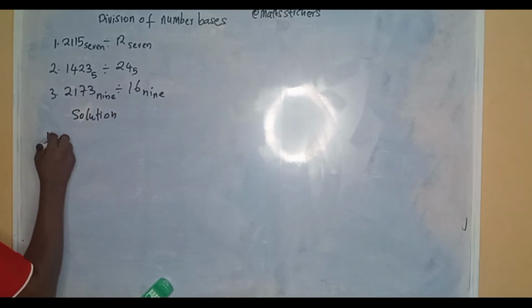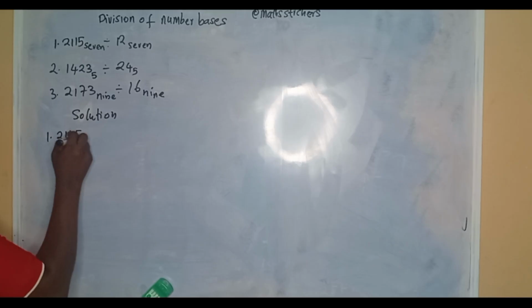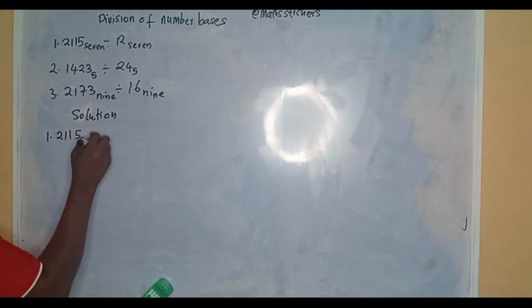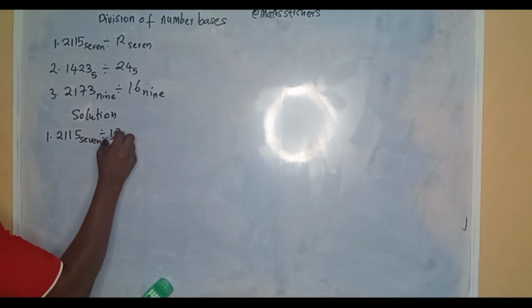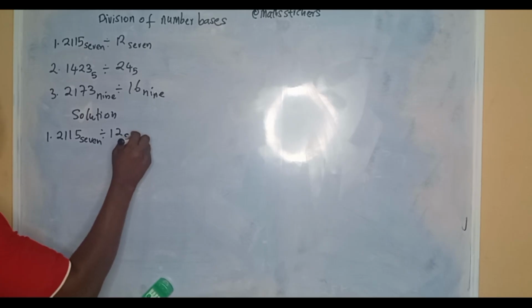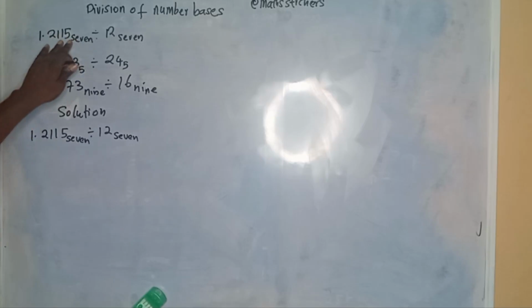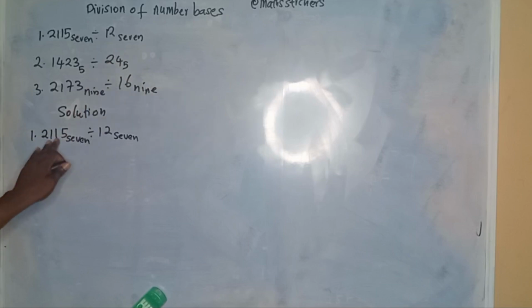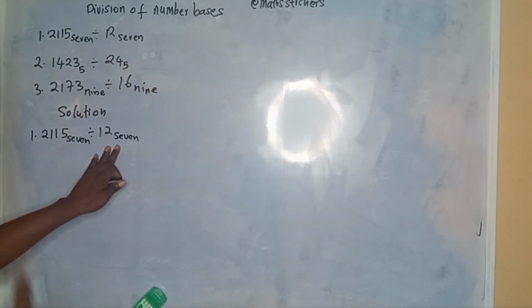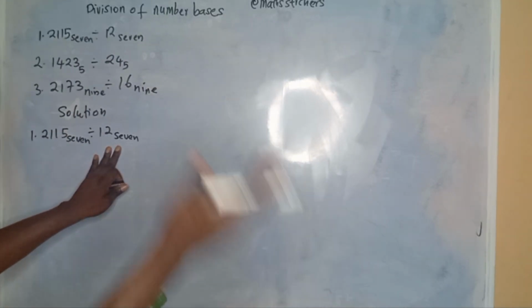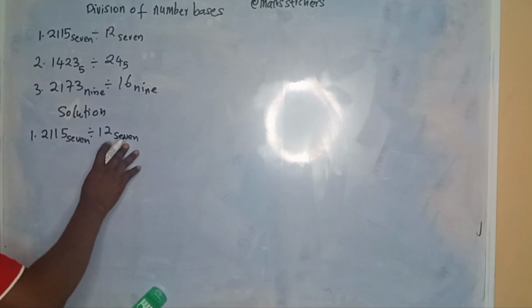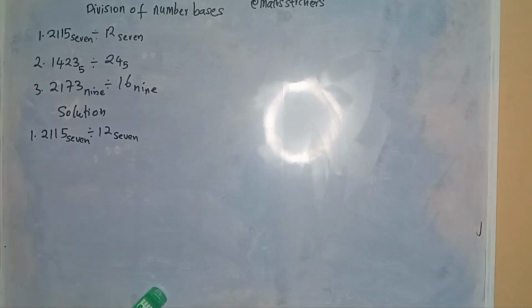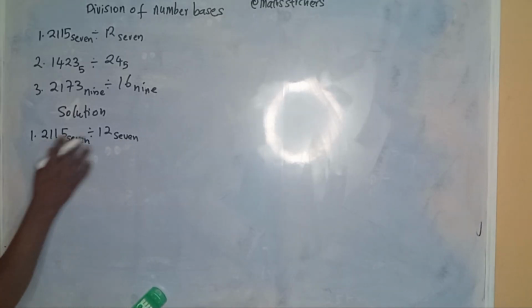So number 1, we have 2115 in base 7 divided by 12 in base 7. So now we are going to be converting them to what? To base 10. We'll convert each of them to base 10, perform our operation in base 10, then convert back to base 7. Okay, that is the easiest method. So let's convert each of them to base 10.